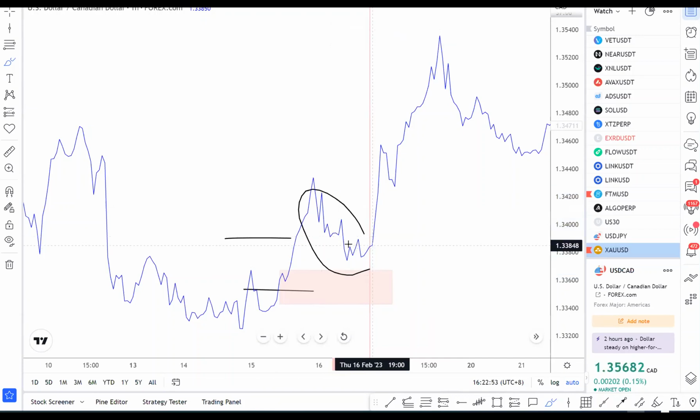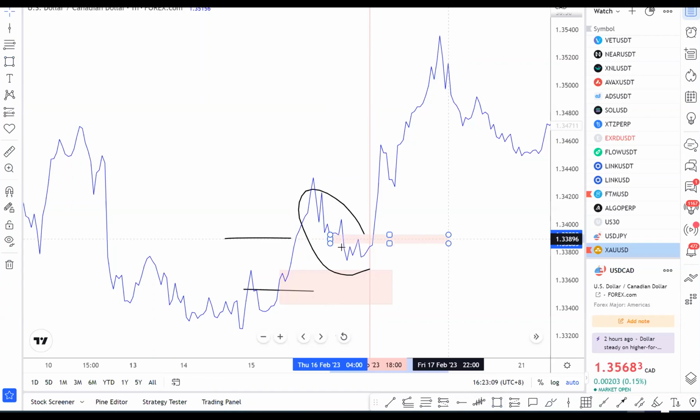There are a few ways you can play this. If you are a breakout trader, you're looking at a break above a resistance area. This is the last high. So you can see this zone here.